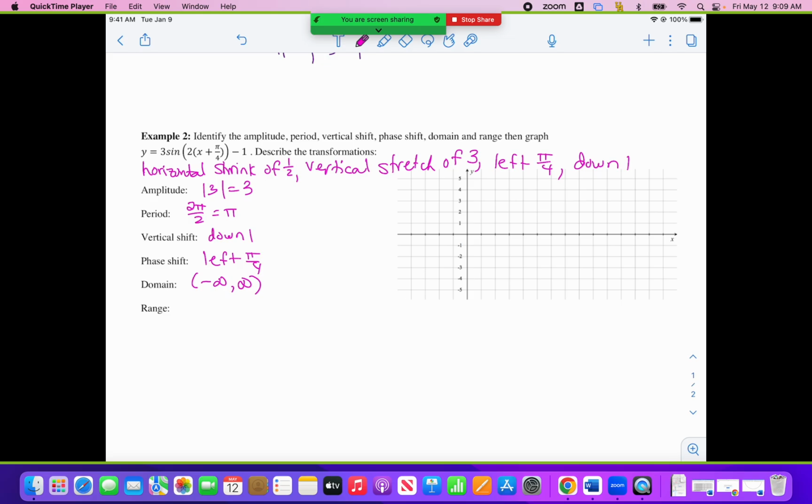So here's what you're going to do. You're going to start with, we always do y equals a sine bx, okay? So in this case, that's y equals 3 sine 2x. So I'm going to make a table, and I'm going to go 0 to pi. So we just did this one.